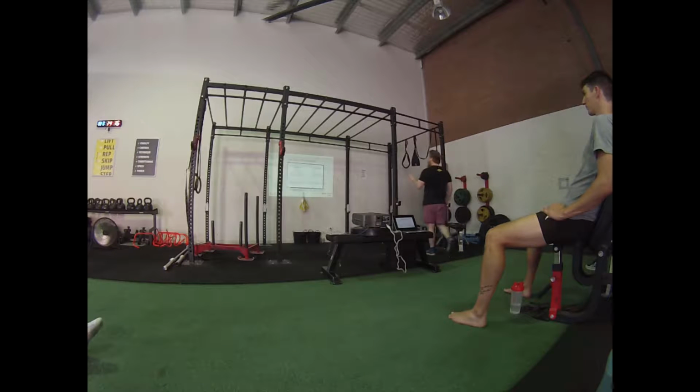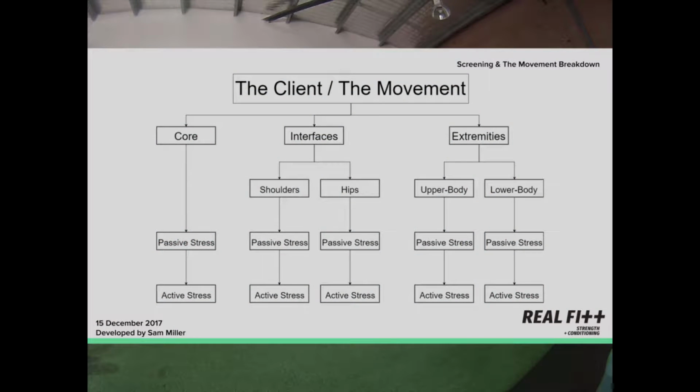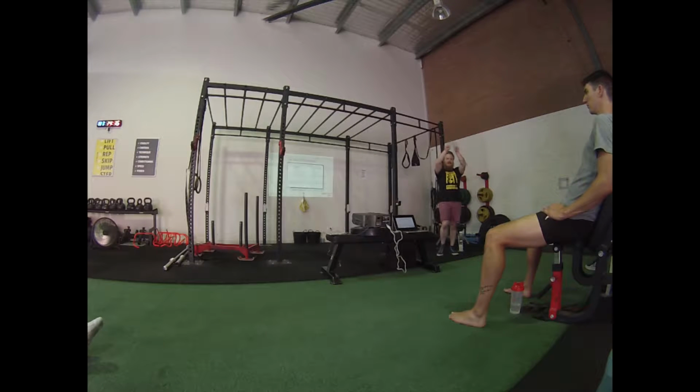For those that don't remember, this is that movement breakdown, and it's the same whether it's for the body or for the movement. We've got the core, interfaces, extremities, which break down into their separate parts. Then we go on to passive stress, which defines our structure or our limitations. And then we have active stress. Active stress is always subordinate to passive stress because it's applied within the structural limitations.